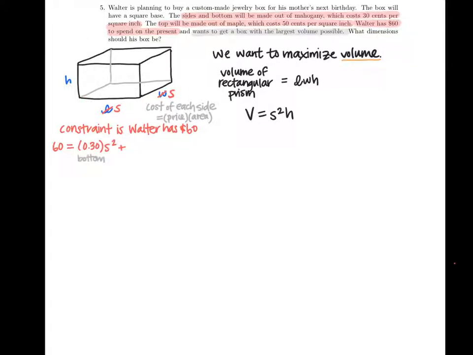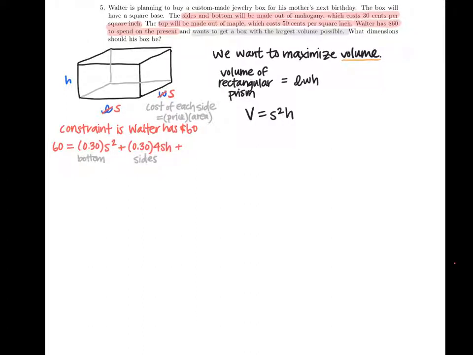Let's keep going. We now want to look at the sides. They're still mahogany, still 30 cents per square inch or $0.3 per square inch. The area of each of the sides is actually the same because one side is always S along this bottom face, and then we also have H. So this is S times H, this is S times H, this is S times H, this is S times H. We have 4 of them. So we want to take that 30 cents and multiply it by 4 times S times H.